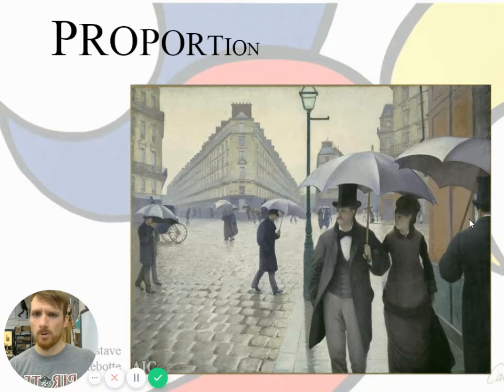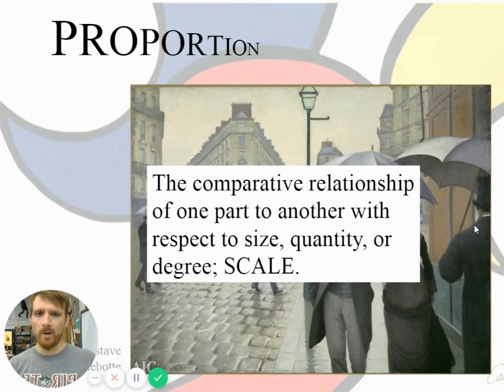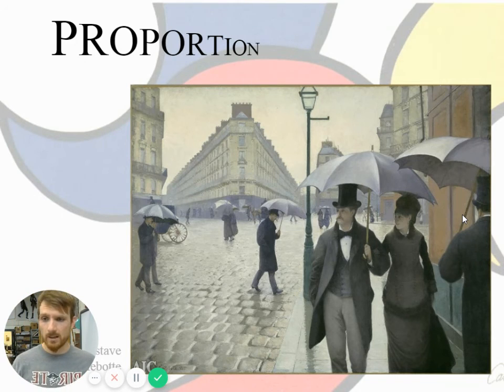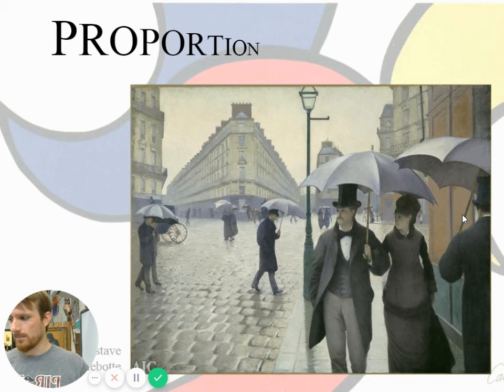And the sense of proportion. So proportion is the comparative relationship from one part of a piece to another in respect to size, quantity, degree, or scale. So in this painting, we've got the man and the woman who are closer to us, much larger than the objects that are farther away. If you visually take that, that man is almost twice the size of the building there, as far as the visual space taken up. And so proportion is important, especially when trying to capture that sense of illusionism.